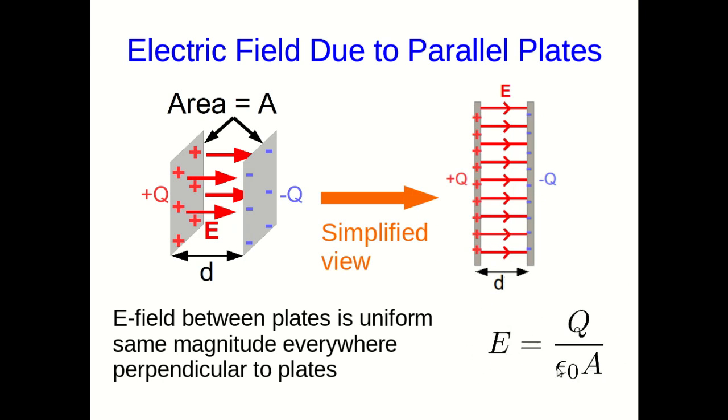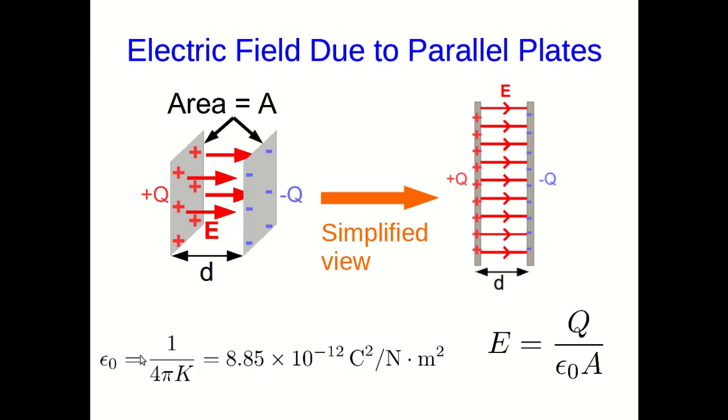And it turns out this is the value of the magnitude of the E field in there. That Q is this charge on the plates, that A is the area of the plates, and this epsilon naught is a physical constant we haven't met before. But there it is, and it turns out to be closely related to Coulomb's constant K, which is right here.